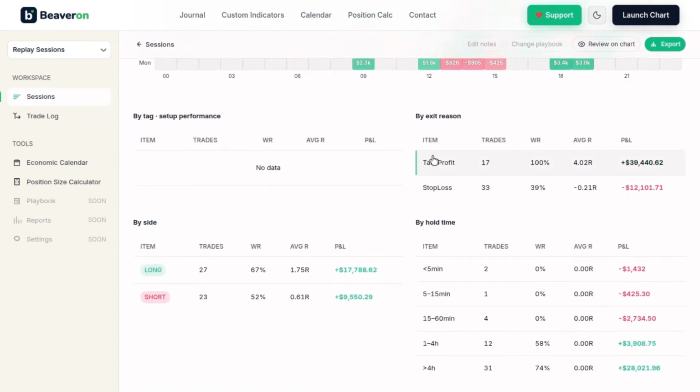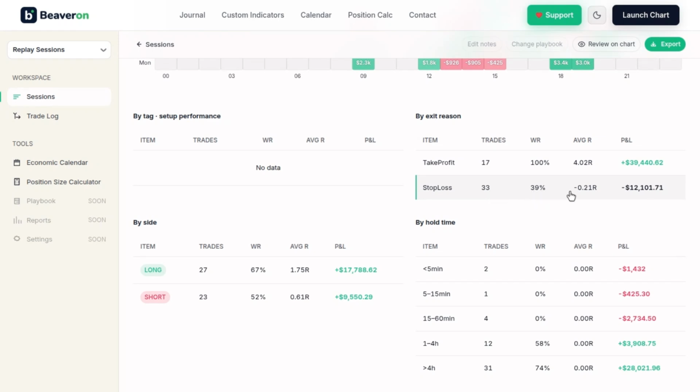By exit reason, so this shows you kind of your win rate by exit. Obviously, if you exit by a take profit, it's going to be 100% win rate because it's hitting your take profit. So when the trades hit my take profit, which was 17 of them, I have a 100% win rate on that, and the average R is 4.02 risk to reward. So of the trades that hit take profit, the average risk to reward is 1 to 4, and the P&L was plus $39,440.62.